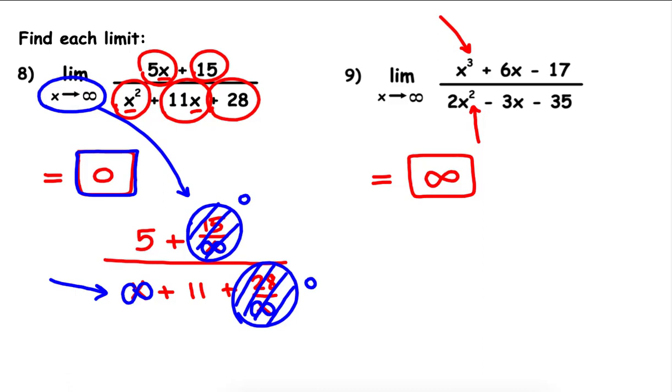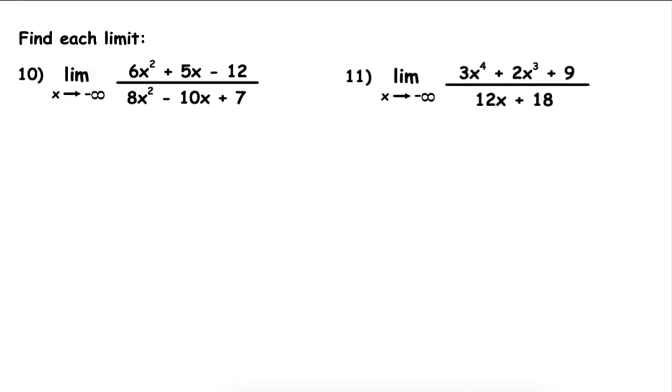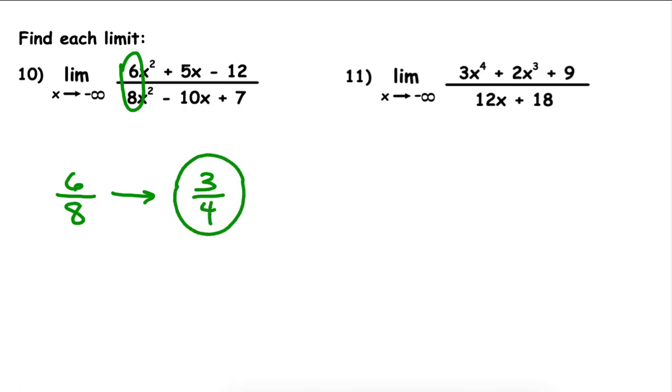What if it's a tie? I'm so glad you asked. What if you have something like number 10 where it is tied? The degree of the numerator is 2, the degree of the denominator is 2. All you simply do is you strip off the coefficient of the largest powers, 6/8, which I would like you to simplify to 3/4. This thing will head towards 3/4 as you get out to infinity, or in this case, negative infinity.